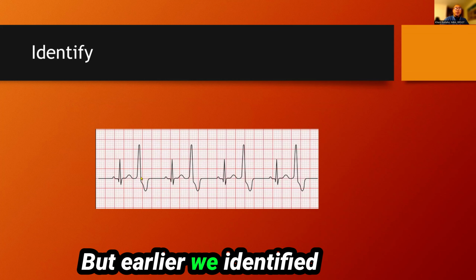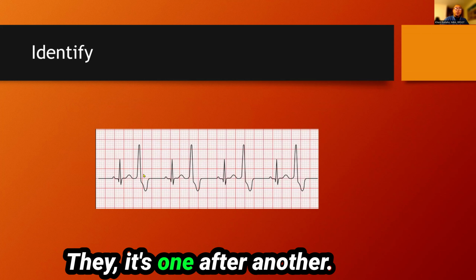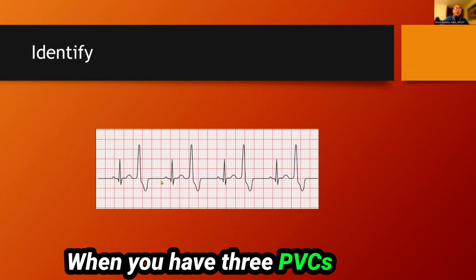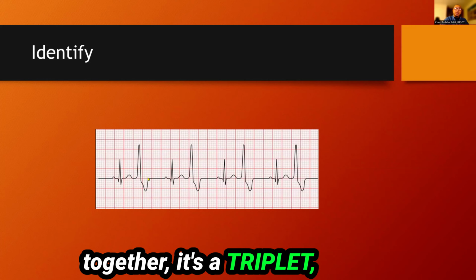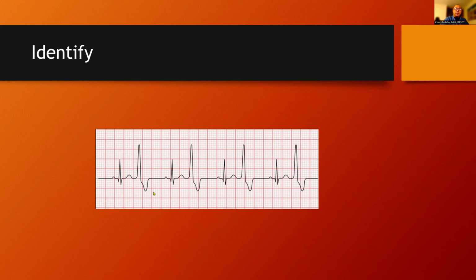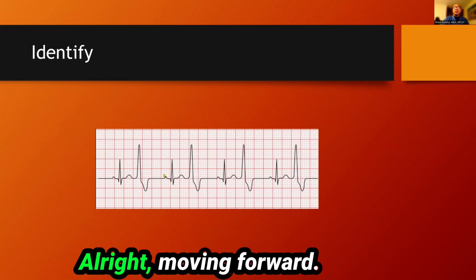Okay, but earlier we identified two PVCs together. They were one after another, so that's a couplet. When you have three PVCs together, it's a triplet. But that's already enough to call a triplet a what? A VTAC, ventricular tachycardia. You only need three. All right, moving forward.